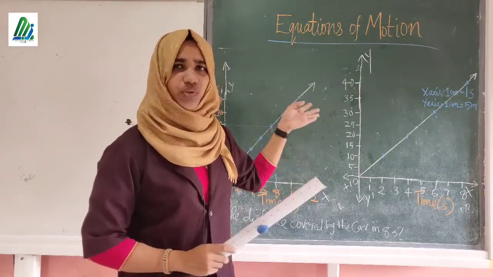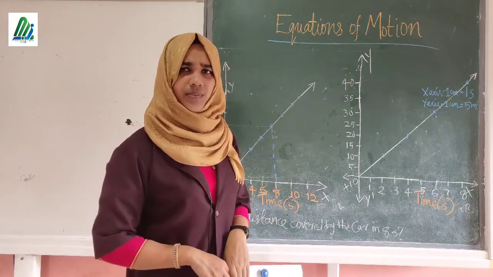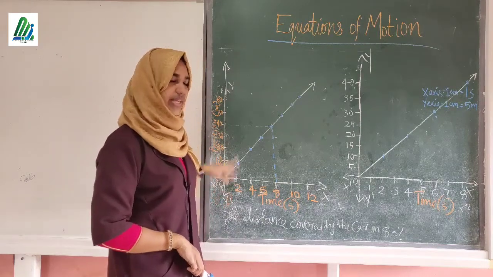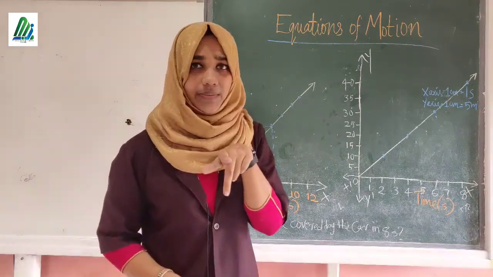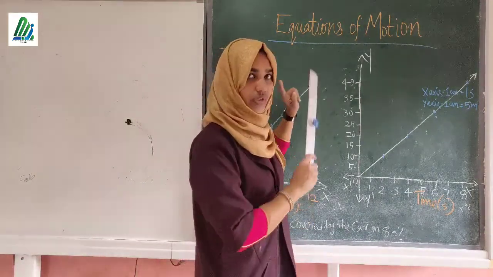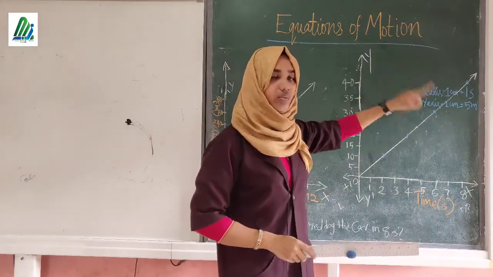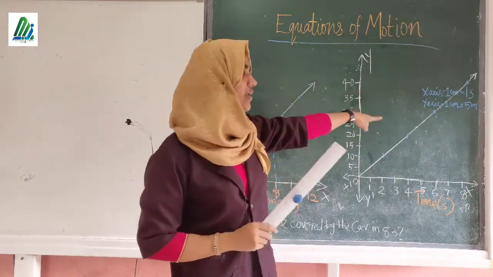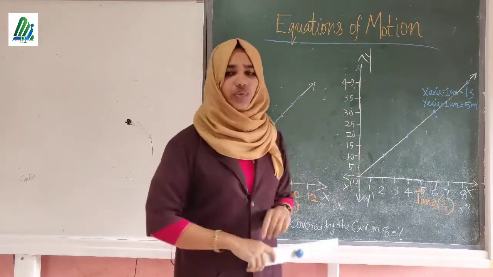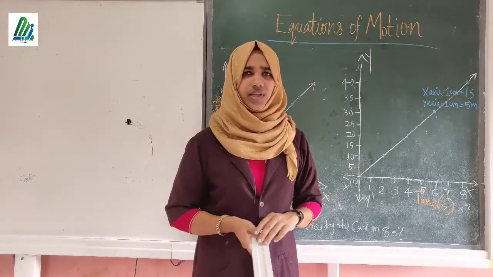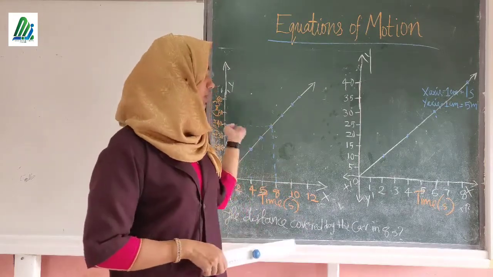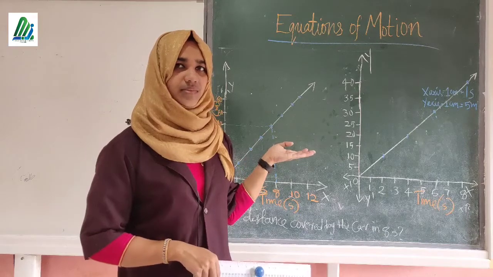Look at both these graphs. What's the difference between these two graphs? In the first graph I have taken 1 centimeter equal to 2 seconds on the x-axis and 1 centimeter equal to 10 meter on the y-axis. I have redrawn this graph by changing the scale, taking 1 centimeter equal to 1 second on the x-axis, and 1 centimeter equal to 5 meter on the y-axis. If I change these scales, what's the difference between these two graphs? What do you understand from this?